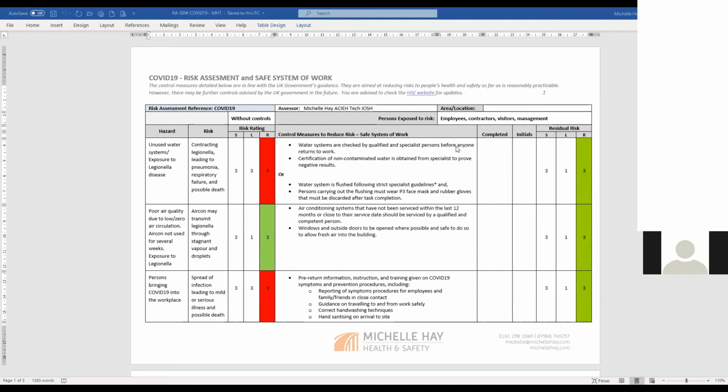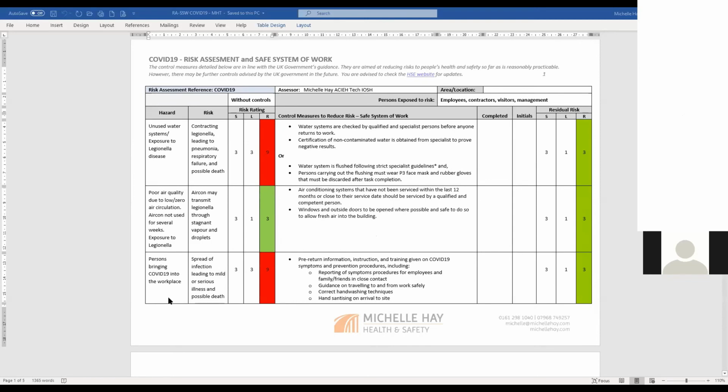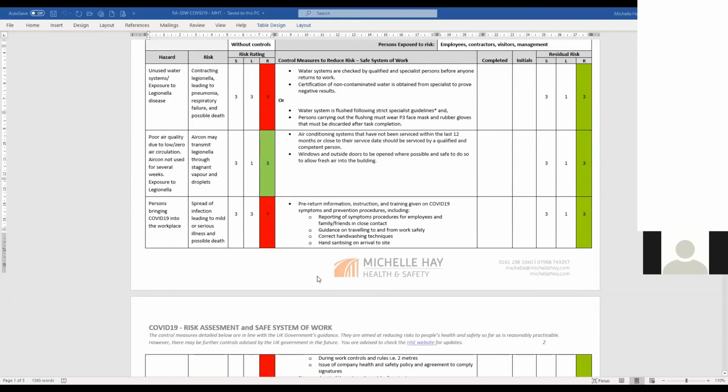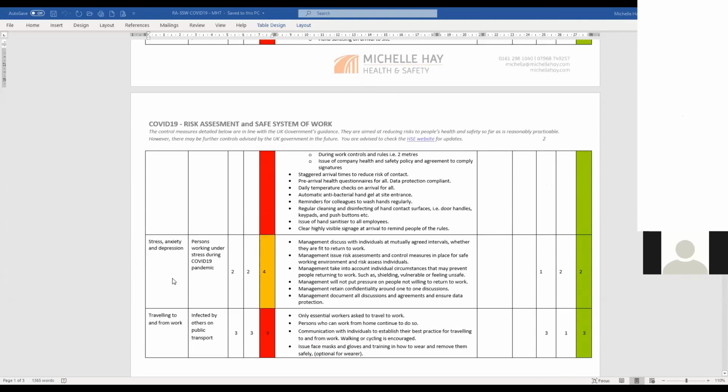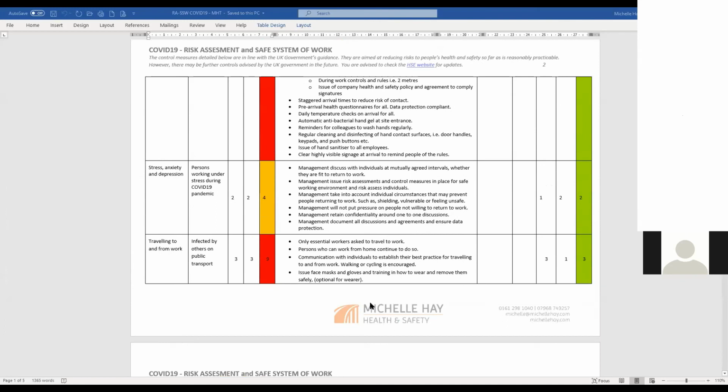I'm not going to go across line by line. I'll just go through them. I've identified poor air quality due to low or zero air circulation if places have been locked up for coming up for 3 months. Persons bringing COVID into the workplace: if you look there, there's a big list of controls. Now, you might not do all of those, but you should be doing a lot of them. I've mentioned before about stress, anxiety, and depression. So persons working under stress during the COVID pandemic, again, there's a list of controls that you can do there. You can cherry pick from those.